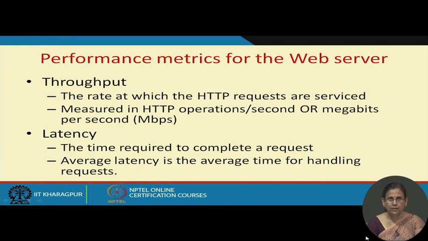The performance of a web server is measured using two things. First one is throughput. What is throughput? Throughput is the rate at which HTTP requests are serviced. It is measured in terms of the number of HTTP operations per second or the number of megabits delivered per second. The second important performance metric for the web server is latency. It is the time required to complete a request. The average latency is the average time for handling a request.